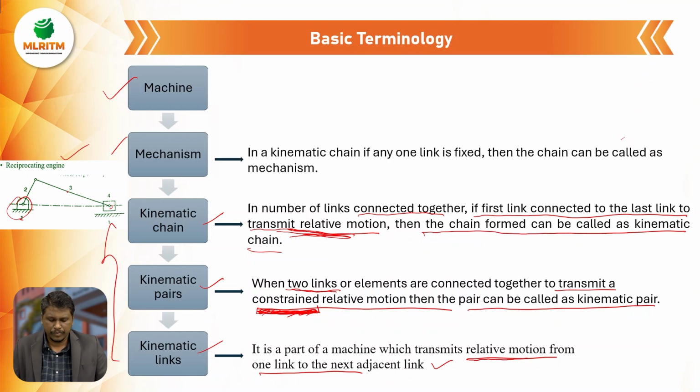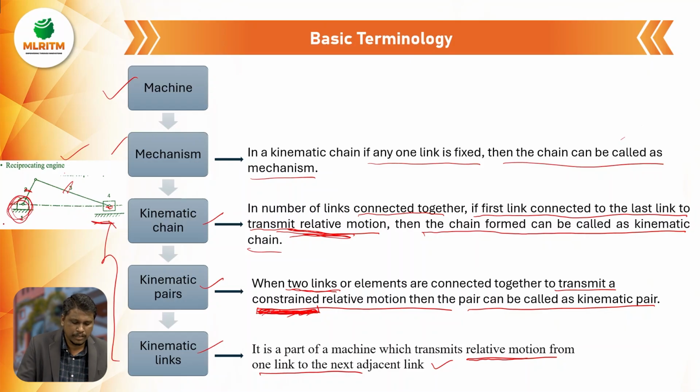Next, mechanism. Simple definition: in a kinematic chain, if any one link is fixed, then the chain is called a mechanism. You can take this reciprocating engine mechanism, the normal piston, crank, slider, connecting rod arrangement. The piston is moving, and this is fixed to one point, or maybe here we are giving the input to this crank, and this is your connecting rod.